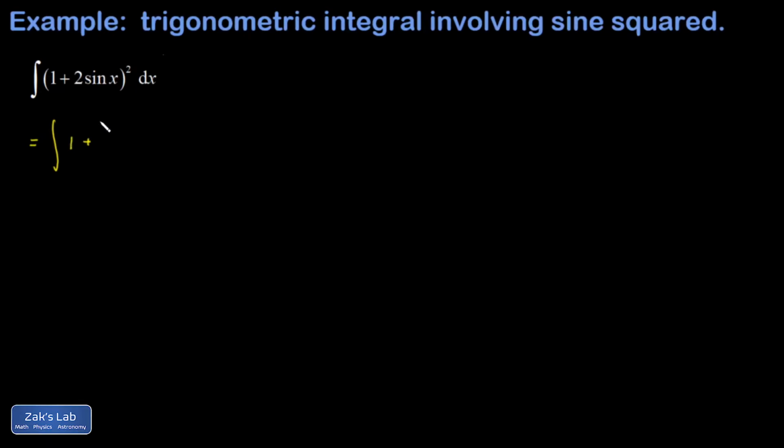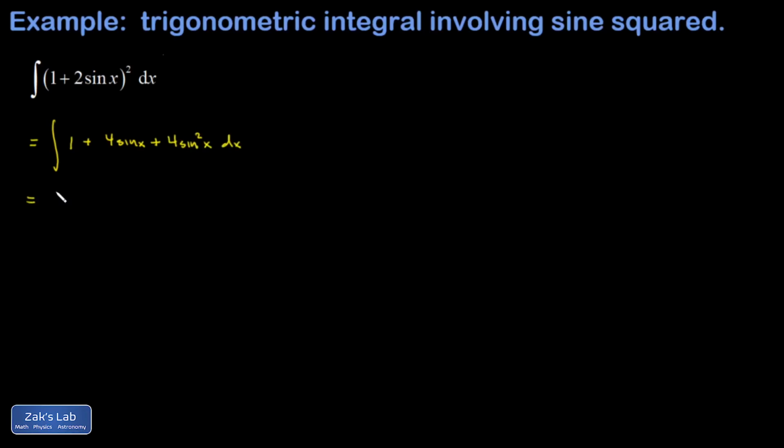And my first term is 1. My second term, I'm going to combine the two cross terms. Each cross term is made of a 1 times 2 sine x. So 2 sine x plus another 2 sine x gives me 4 sine x. And my final term is 2 sine x times itself, which is 4 sine squared x.